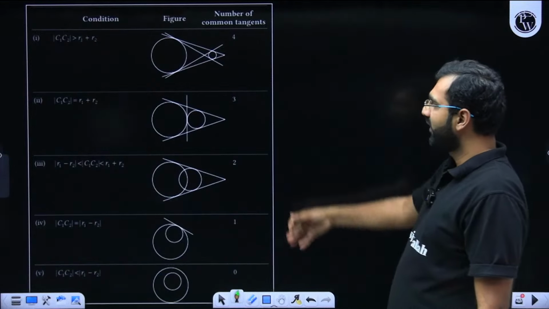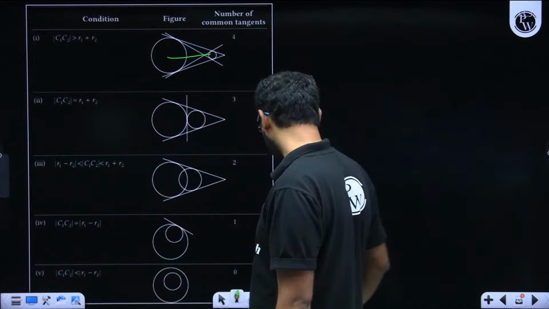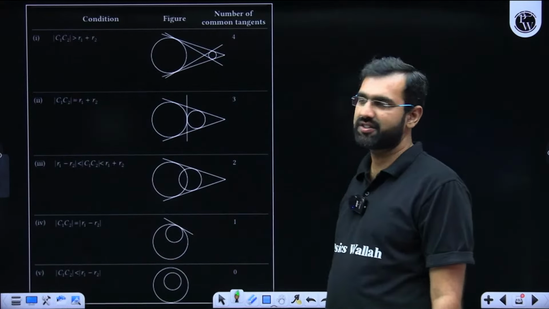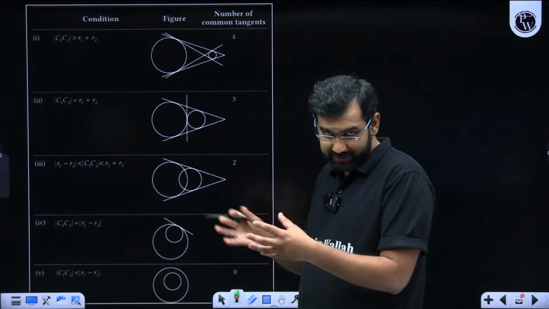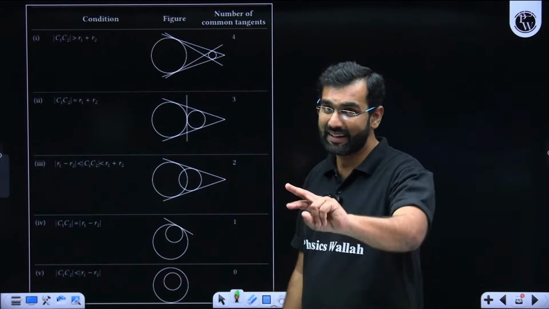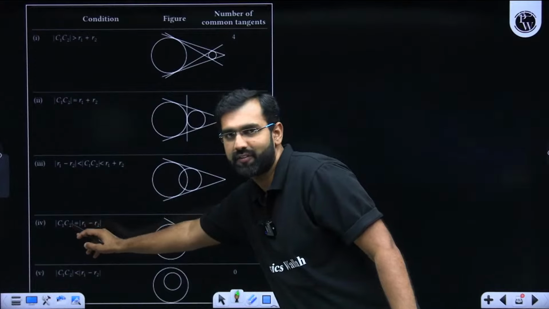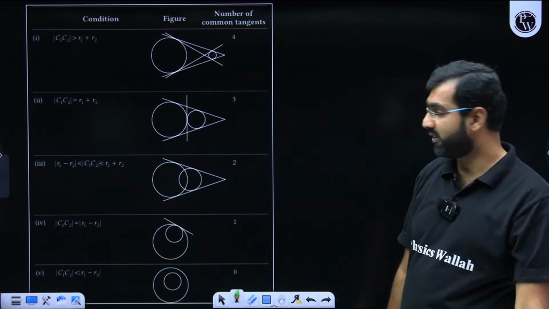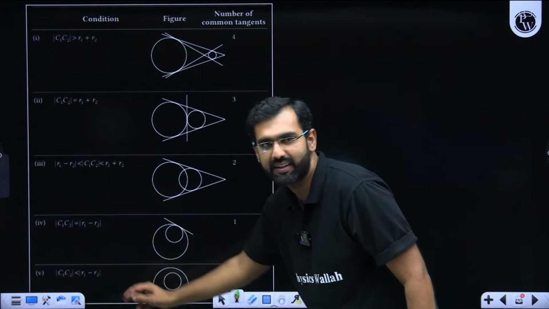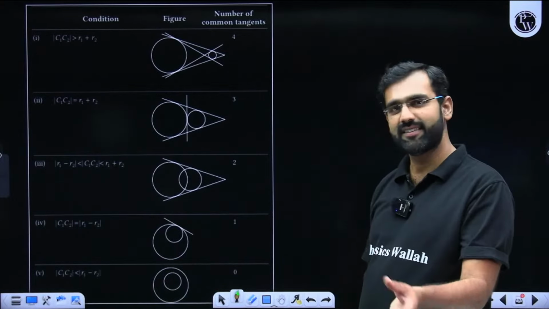Now these are the different cases. When for C1, C2, the distance between their centers is more than the sum of their radii, they are isolated. If it is equal, they touch each other externally. If the distance between the centers is less than the sum of the radii but more than the difference of the radii, then they intersect at two distinct points. If the distance between the centers is equal to the difference of the radii, then they touch each other internally. And if this distance between the centers is less than the difference between the radii, then one of the circles lies inside the other circle.